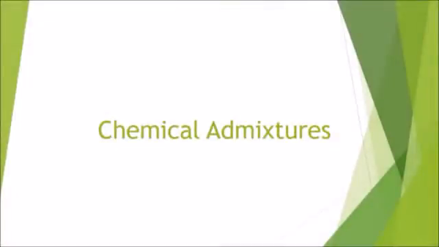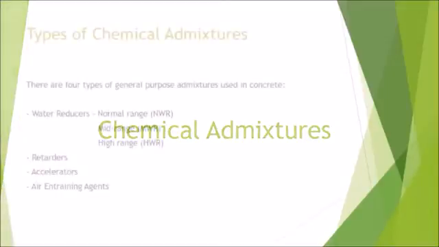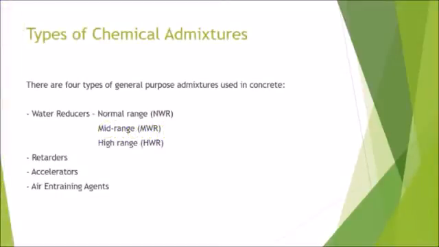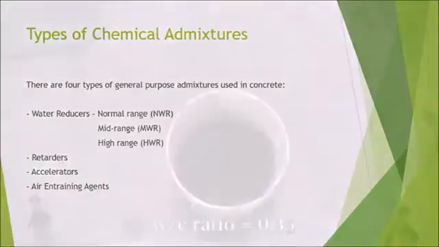Chemical admixtures are the modern world's answer to sustainable production of concrete. With the use of 4 different types of main additives, a normal batch of concrete can become more environmentally friendly and reduce waste from landfills. The 4 main types of chemical additives include water reducers, which are normal range, mid-range and high range, retarders, accelerators, and air entraining agents. A superplasticizer is the most commonly used chemical admixture in today's green concrete development due to its beneficial nature.